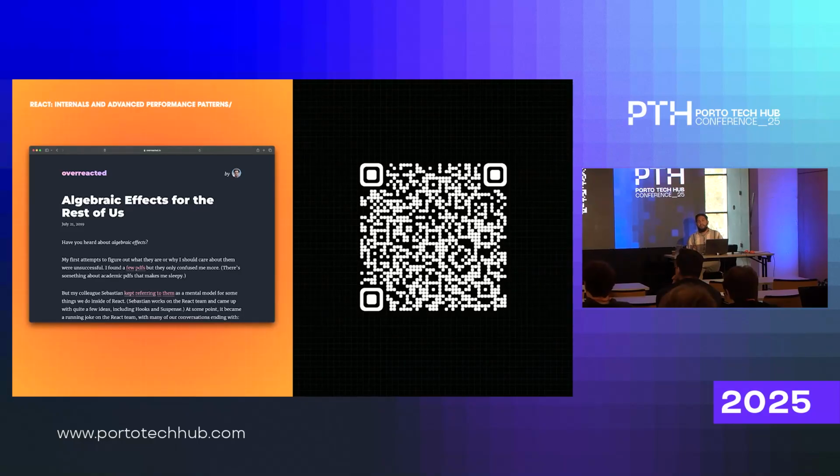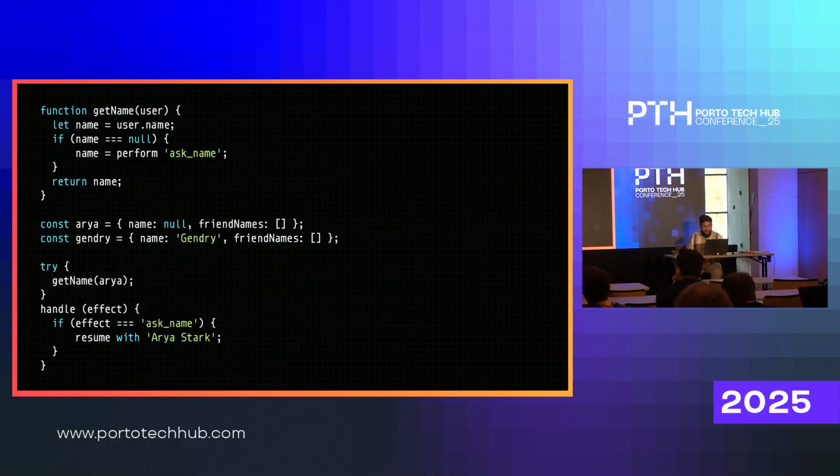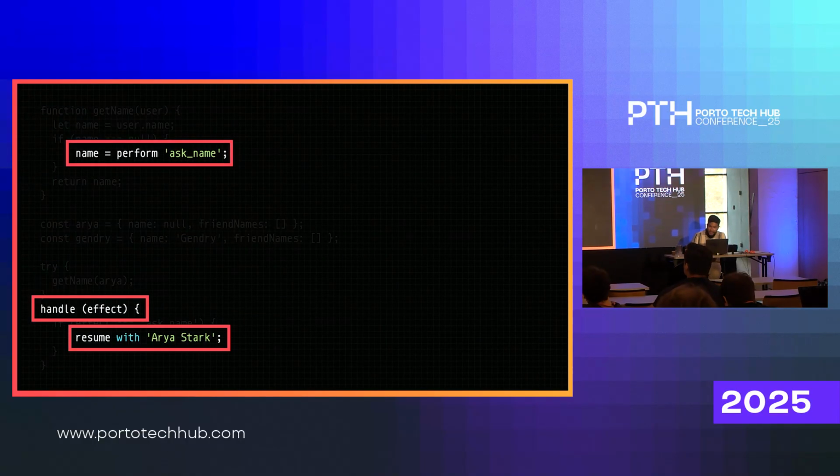It does, to the point that actually Dan Abramov a couple of years ago wrote a post called Effects for the Rest of Us. So if you don't know Dan, he is the creator of Redux, and he was on the core team of React for many, many years. And in this post, he drew an example of what JavaScript would look like if it had algebraic effect handlers. And the key parts of this code are here.